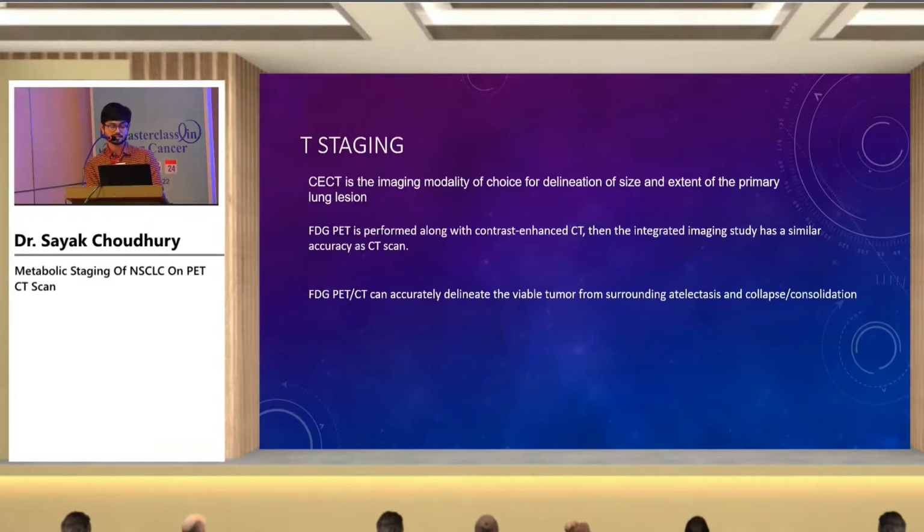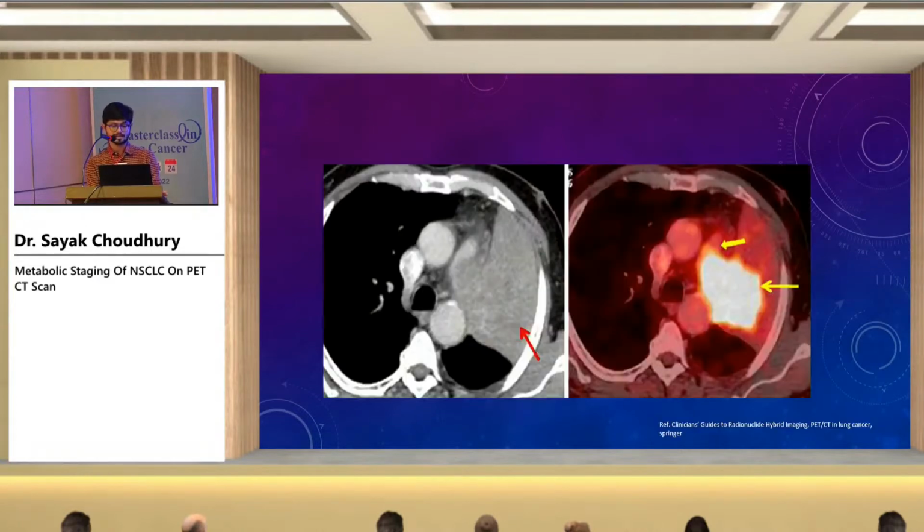Regarding T staging, CECT is the imaging modality of choice, as we all know. And FDG PET performed along with contrast CT, the integrated imaging study, has similar accuracy as CT alone. FDG PET-CT can accurately delineate the viable tumor from surrounding atelectasis. So what I meant is this. You can see there is a mass that is infiltrating the left main bronchus, and there is surrounding atelectasis and collapse. In the CT, it is not very well demarcated where the cancer actually stops. But with PET, it is very nicely seen.